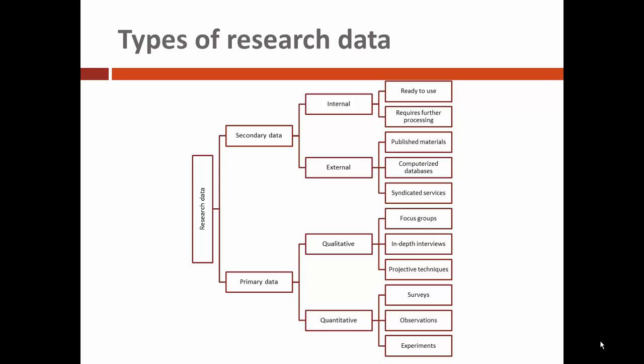Secondary data are the data that are available or have been collected before your study began. So you don't have to be involved in any data collection activities when you rely on that kind of data. Secondary data can be either internal, available to you from your institution, for example, or external, available from other sources.